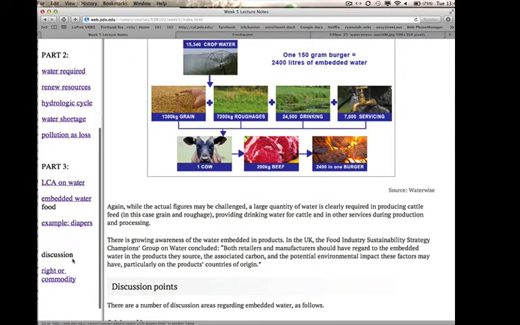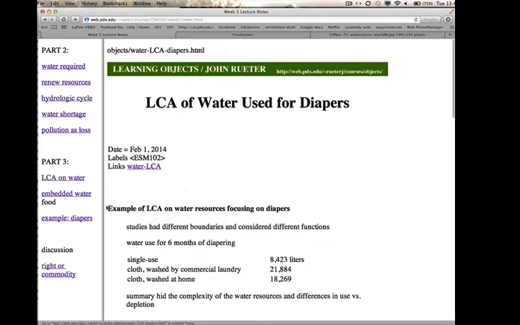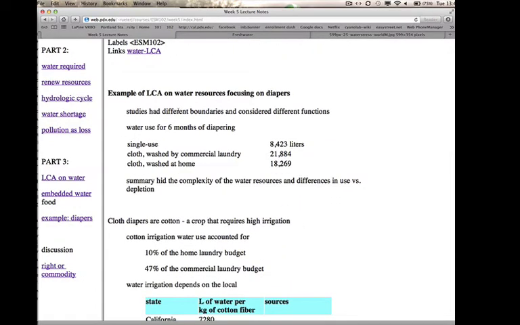The next one is a little bit more interesting, in a sense. We're going to start with the life cycle analysis of how much water it takes to do 6 months of diapering. So this is for 6 months of diapering for a little kid. If you use single use, that is disposable diapers, it's over 8,000 liters of water for 6 months. Cloth, then sent to a commercial laundry, almost 22,000 liters, and cloth washed at home, 18,000 liters.